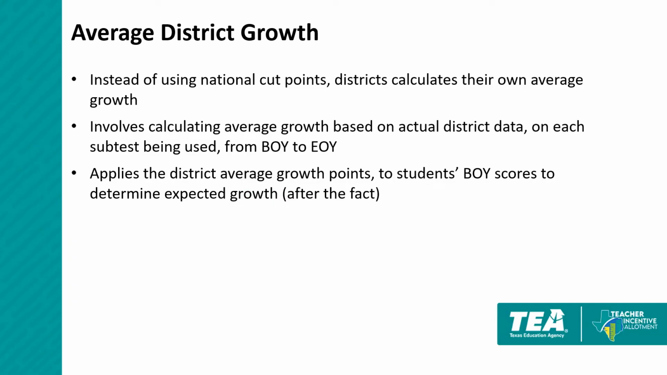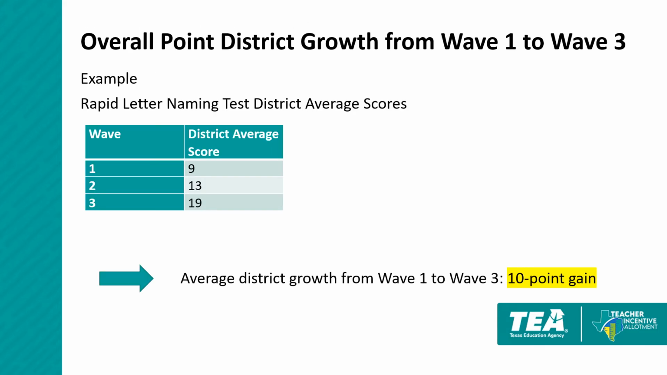Another method that districts could use is to determine their actual district growth from the beginning of the year to the end of the year instead of using the circled benchmark cut points. In this example, the district calculated their actual average student growth from Wave 1 to Wave 3 and determined that their students had an average 10-point gain from Wave 1 to Wave 3 on the rapid letter naming test, as opposed to the national benchmark cut point of a 7-point gain. So they used their average growth of a 10-point gain instead.